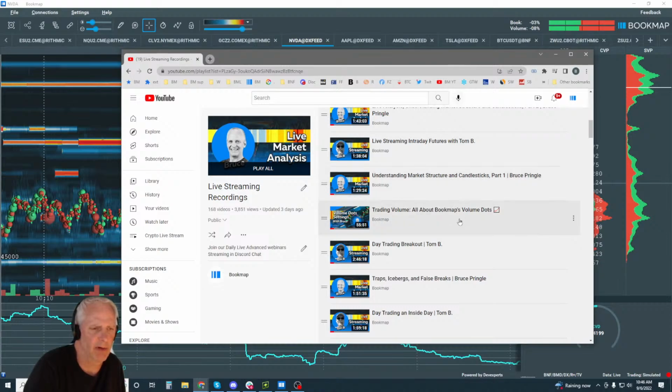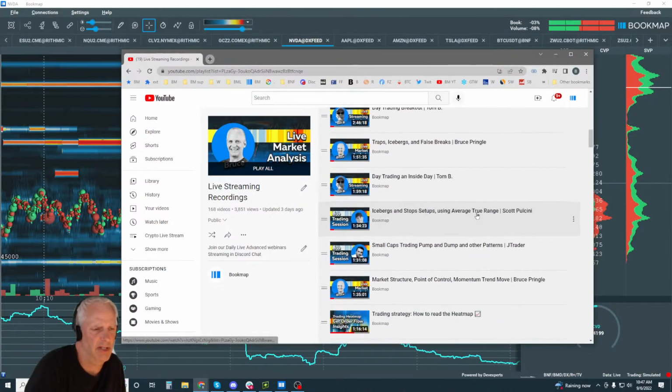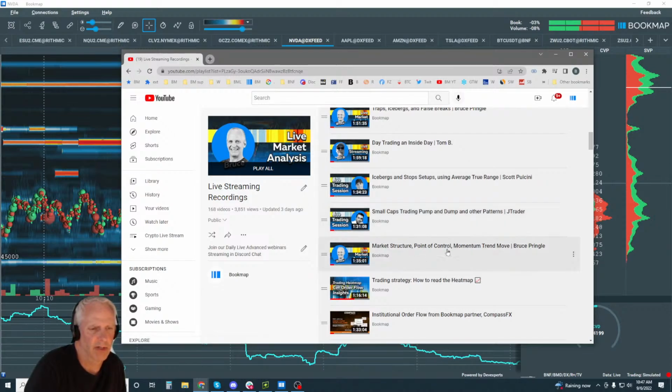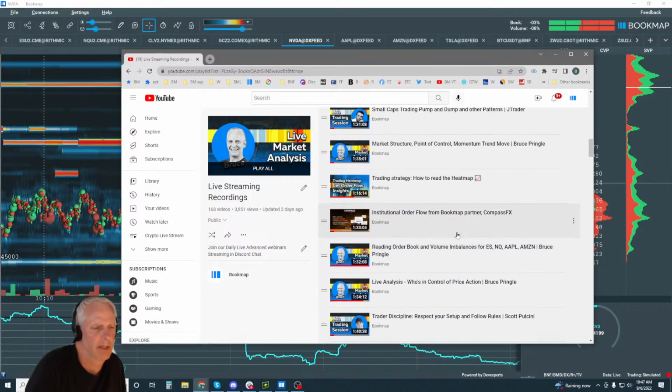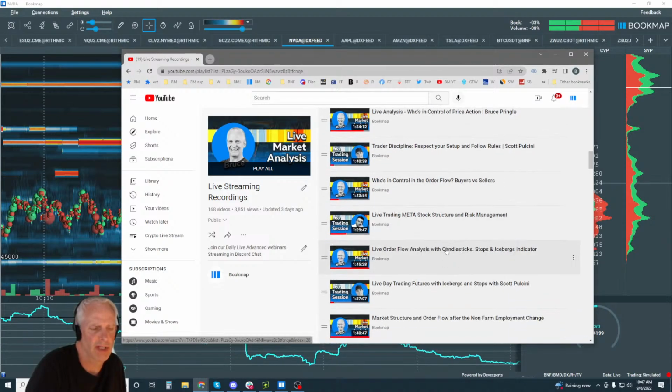Understanding candlesticks, part 1 and part 2. Here's part 1 and part 2. Market structure and candles. Let's see, market structure, point of control, momentum, who's in control, price action, who's in control again here. So you can go through these.